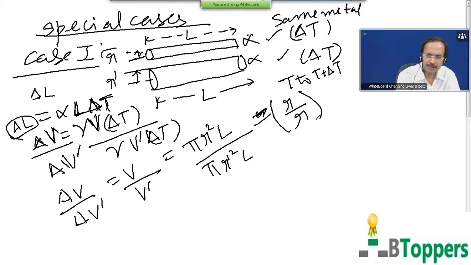So that will be equal to (r by r dash) whole square. So the ratio of the increase in the volume of the first rod to the increase in the volume of the second rod equals the square of the ratio of the radius of cross section. But the increase in the length will be the same.